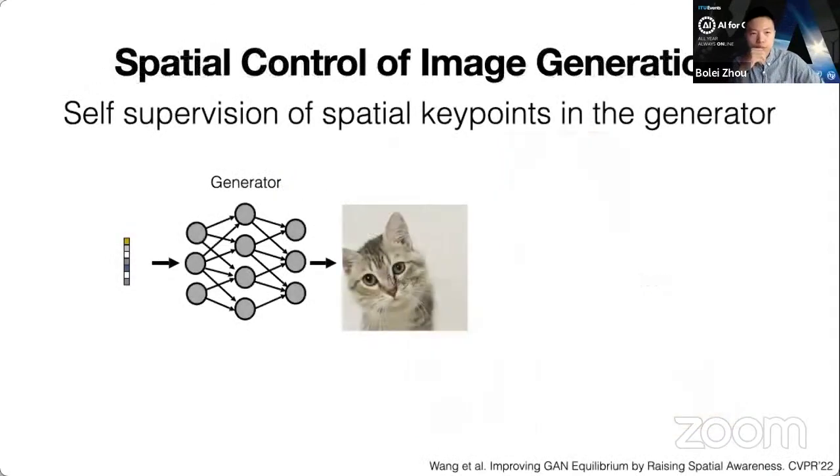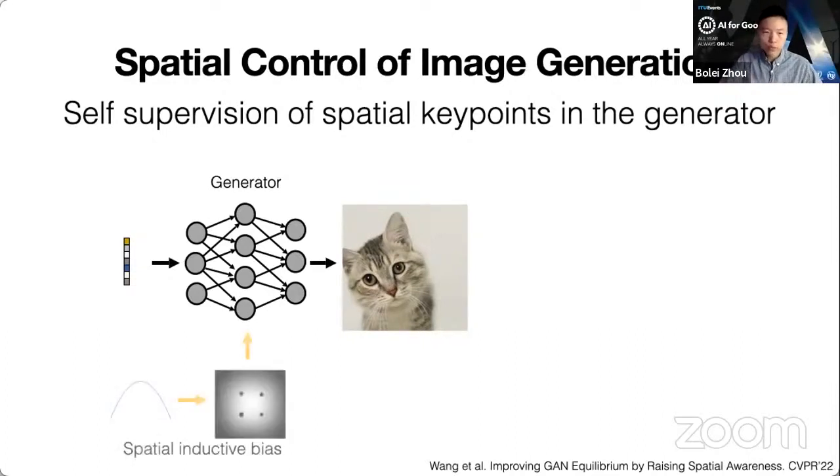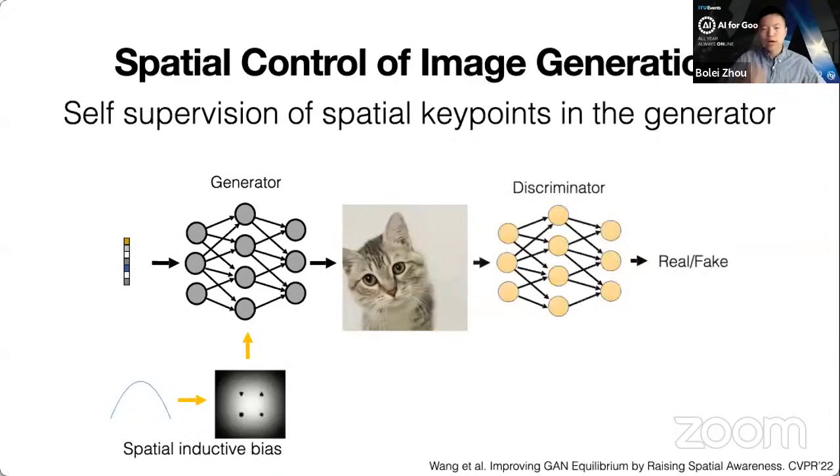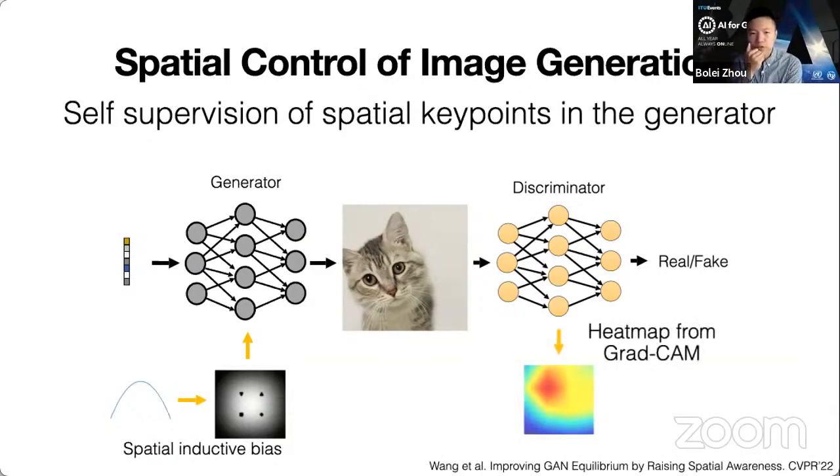Therefore, we developed a method that tries to enforce some spatial keypoints in the generator. We developed self-supervision of spatial keypoints in the generator. What we are doing is designing some spatial inductive bias into the generator, then utilizing the discriminator of this model. Basically, you can consider this discriminator as a classification model. We can pull out the self-attention heat map from this discriminator and use the heat map as supervision for the spatial inductive bias. With this self-supervision, we can train the spatial inductive bias.